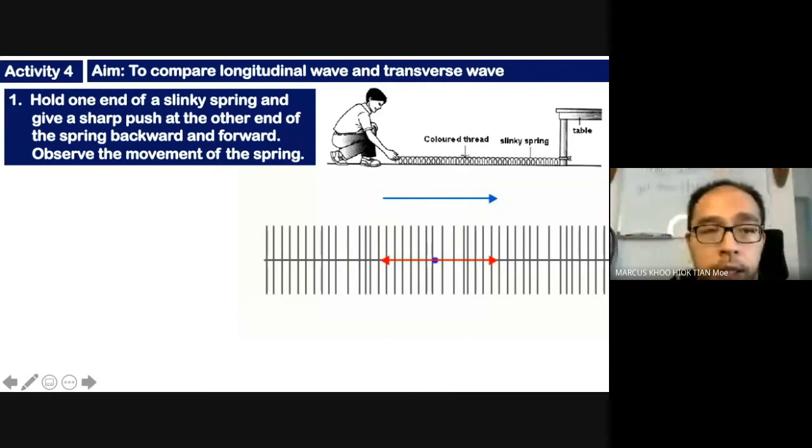Okay, so we find that the blue dot represents a particle in the spring. What is the direction of propagation of the wave? And what is the direction of vibration? We find that the propagation of the wave goes all the way to the right. This video here shows us this. It propagates all the way to the right.